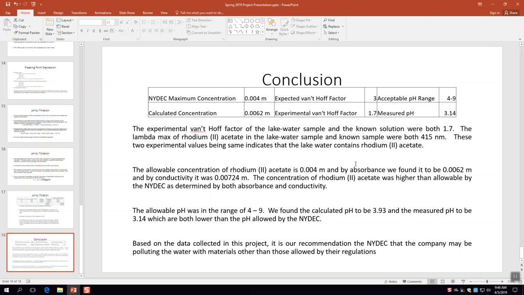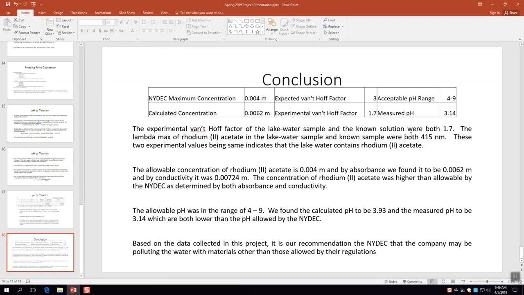So the experimental van 't Hoff factor, while different from the expected van 't Hoff factor, as previously stated, was the same for both the lake water solution and the solution known to contain rhodium-2 acetate. So because of that, and the fact that both the rhodium-2 acetate and the lake water sample had lambda maxes of 415 nanometers, it's fairly likely that the solution does in fact contain rhodium-2 acetate.